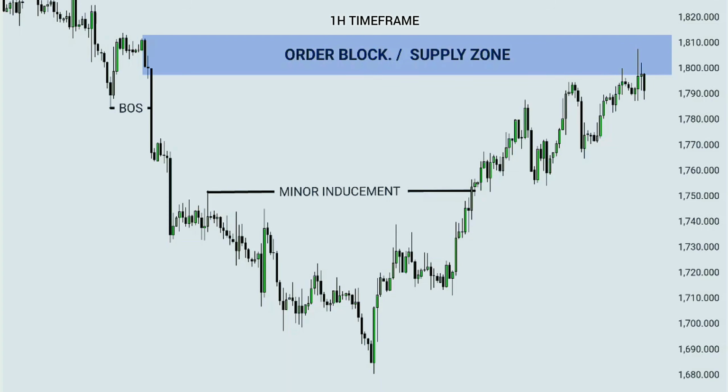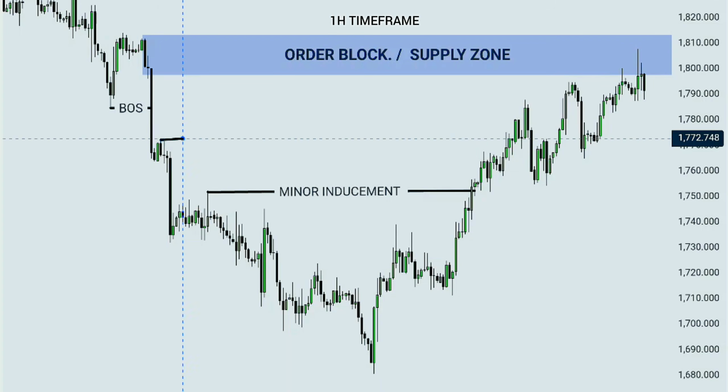The key point is that minor inducement is not a reversal signal by itself. It functions as a liquidity-building mechanism within the broader narrative. Once this internal liquidity is absorbed, price is free to continue toward higher time frame objectives, such as the order block above. Understanding minor inducement helps traders avoid early entries and instead focus on confirmation at higher probability zones.